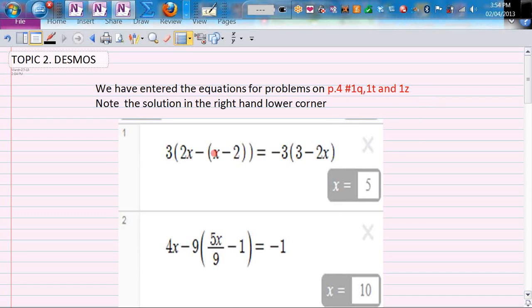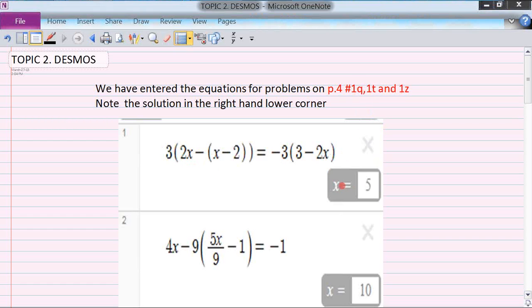Now we're going to use Desmos on some of the problems in topic 2. So if we put these equations into box 1, here's the equation. We're going to do page 4, number 1q, 1t, and 1z, and we're just going to enter the formulas here. Here's 1q. We put it in here, and the solution is given in the bottom right-hand corner for this.